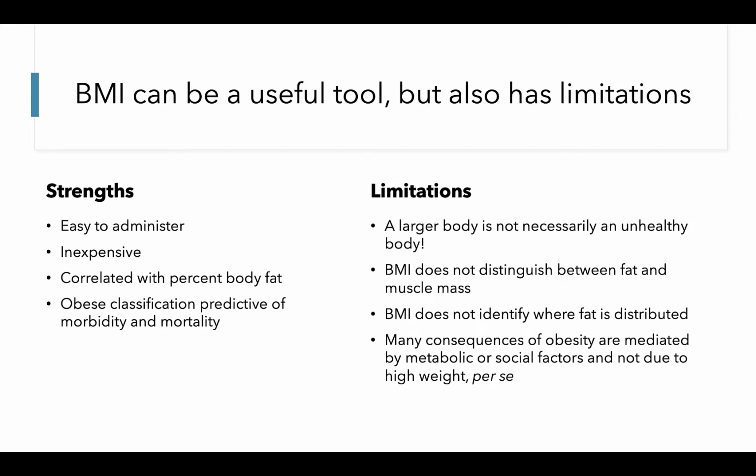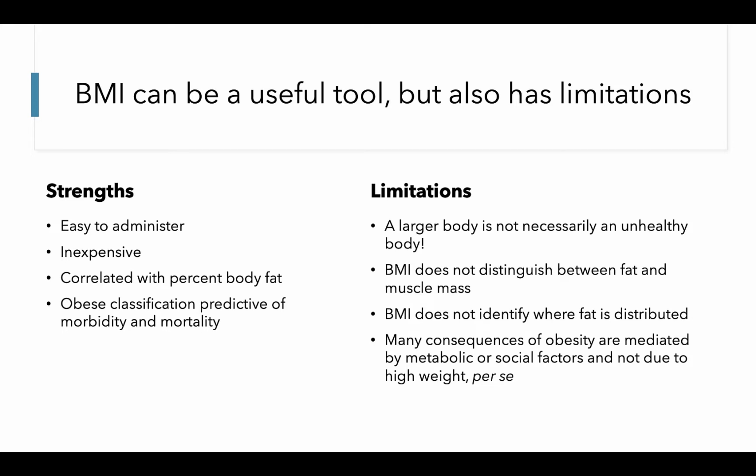Some of the strengths are that it's very easy to administer. As we saw previously, BMI is strongly correlated with percent body fat, so it does give us a proxy for body composition, and we know that obese classification is predictive of morbidity and mortality. But there are limitations. In particular, we know that a larger body is not necessarily an unhealthy body, so solely basing our judgment of health on BMI is limited and may be inaccurate.